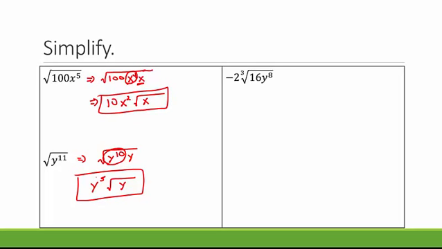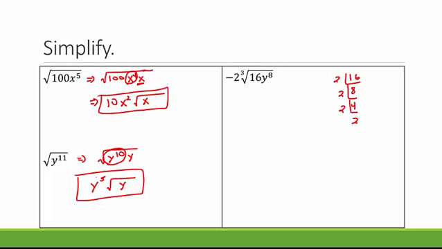Okay, and the last problem that we're going to look at is negative 2 times the cube root of 16 y to the 8th. So 16 or y to the 8th, neither one of those are perfect cubes. So let's look at 16 using our prime factorization. 2 would go into 16 8 times. 2 would go into 8 4 times. 2 would go into 4 2 times.